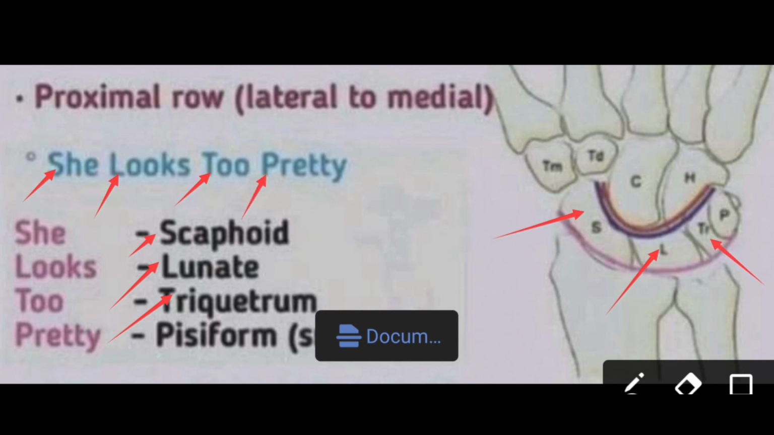And the P in the mnemonic stands for pisiform, and you can see over here, this is the pisiform, which is the smallest one in the proximal row, and this is the medial one in the proximal row.